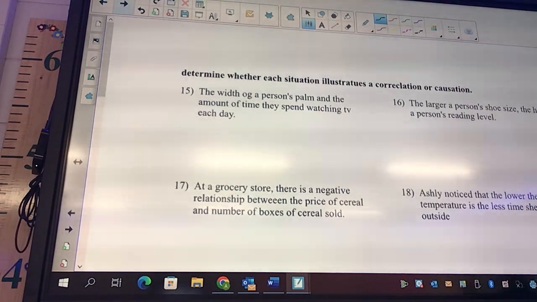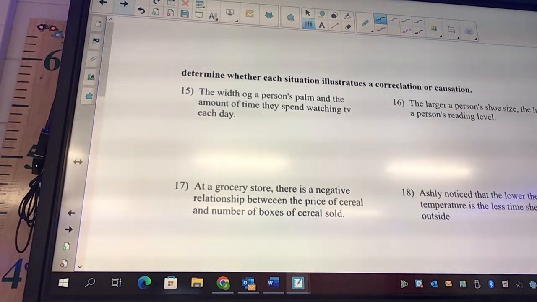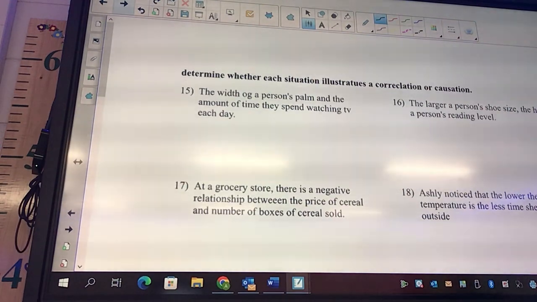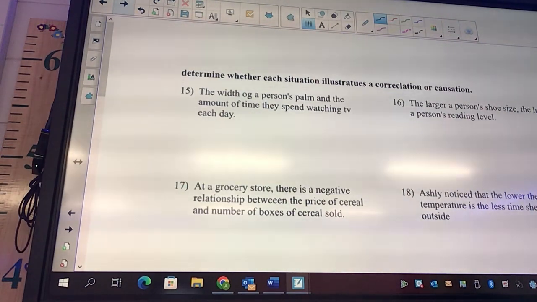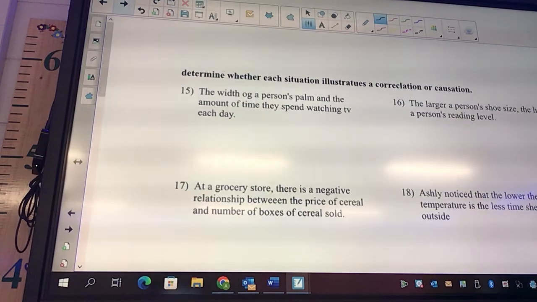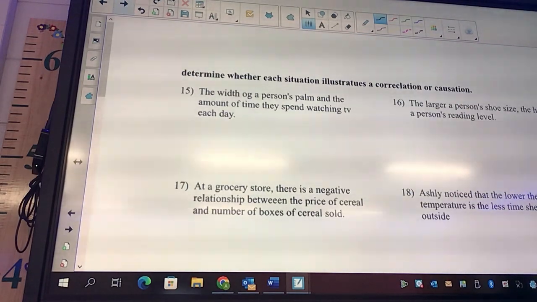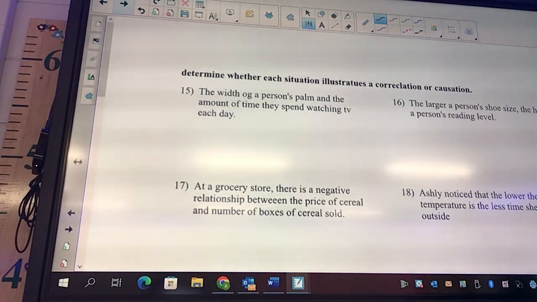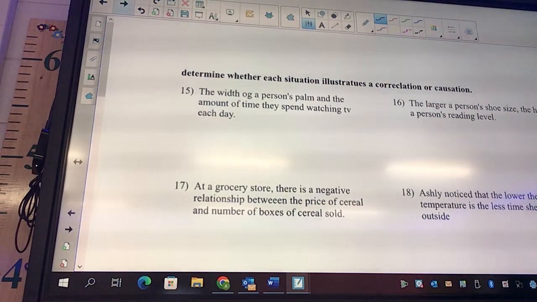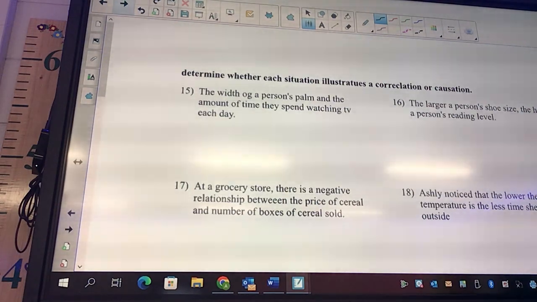Sometimes things are going to feel like a causation, but it's not actually a causation. So you really have to read it and think about whether the first thing actually caused the second thing to happen.